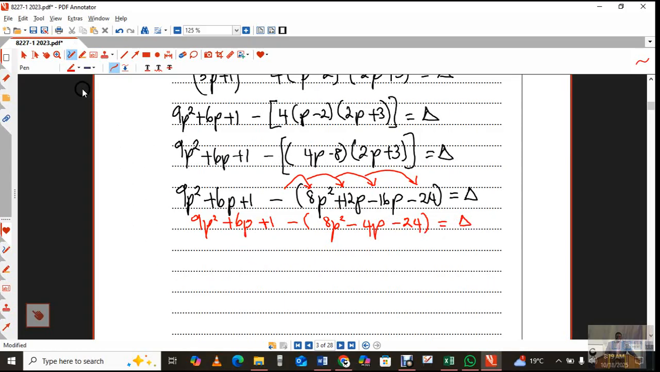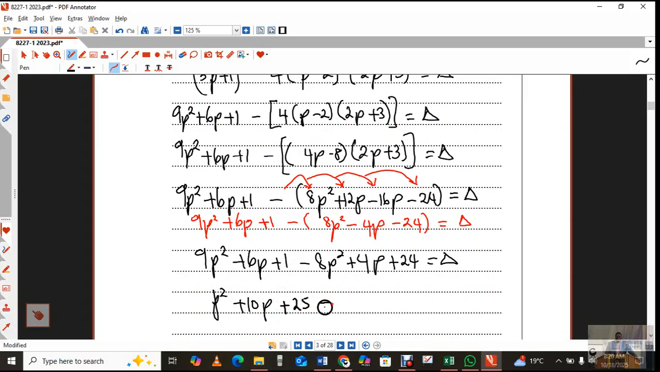Now I guess I am ready to multiply out with the negative there. So it's 9p squared plus 6p plus 1 minus 8p squared. Double negatives is a positive 4p. Double negatives is a positive 24. That is equal to the discriminant, which is what we're going to look for. 9p squared minus that is just going to be p squared. 6p plus that is going to be 10p. And 1 plus 24 is 25.